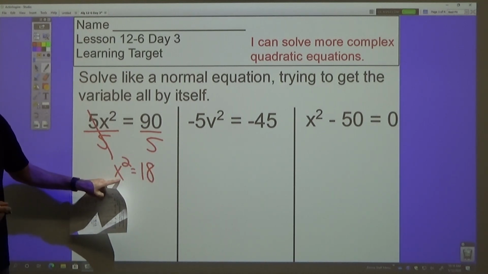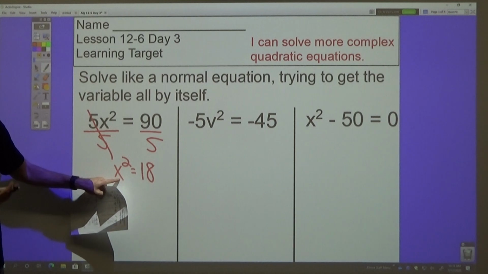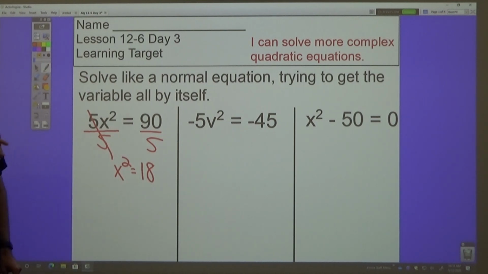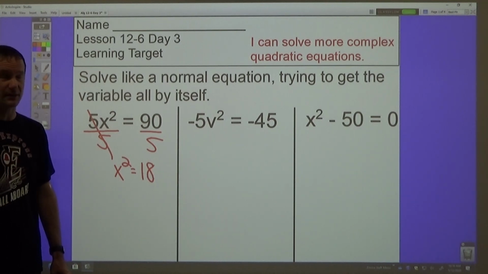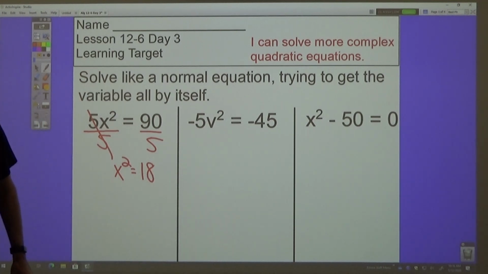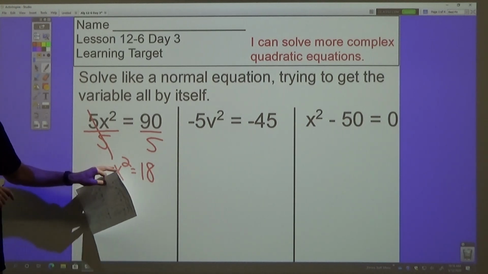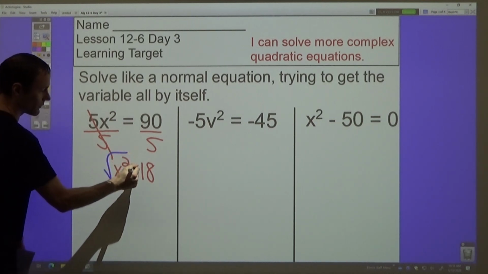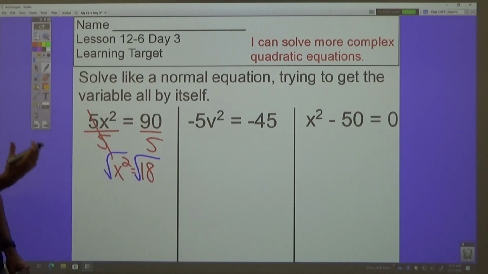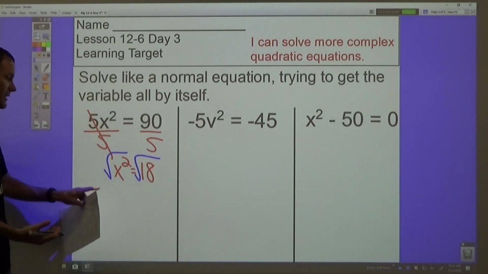Remember, the opposite of squaring a number is to take the square root of a number. Remember, the square root button on your calculator is one of those blue functions. It's over to the left-hand side, right above the x squared, so you have to hit second and the square root button to change it into a decimal. Anyway, the opposite of squaring a number is to take the square root, so we want to take the square root of both sides. Whatever you do to one side, you have to do to the other.